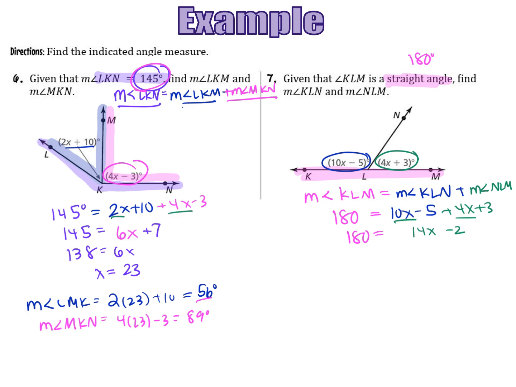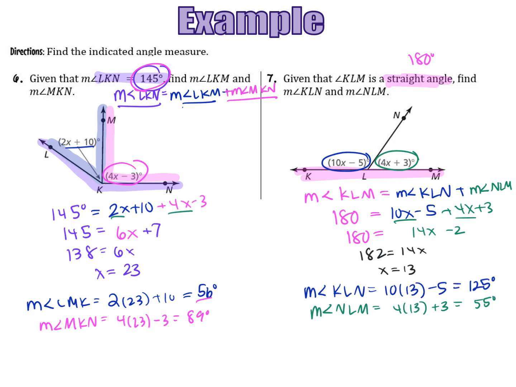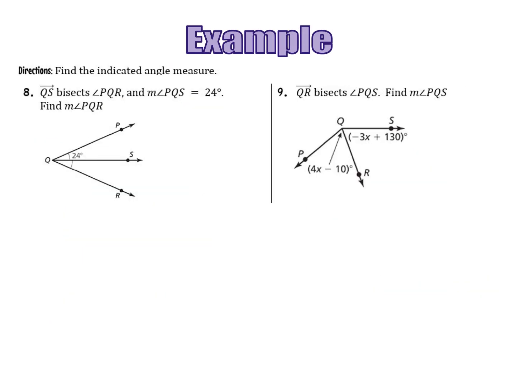Then we're going to use the addition property and the division property, which is going to get us x equals 13. Then we're going to substitute 13 back in to find our other two angles. And there we have it. Let's look at our last two examples and then wrap up this video.